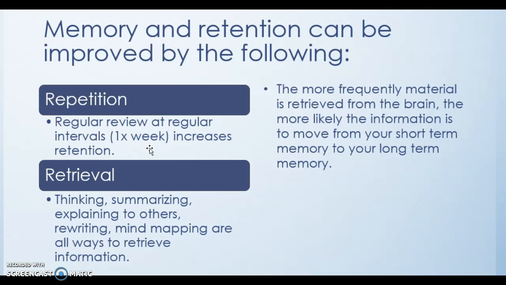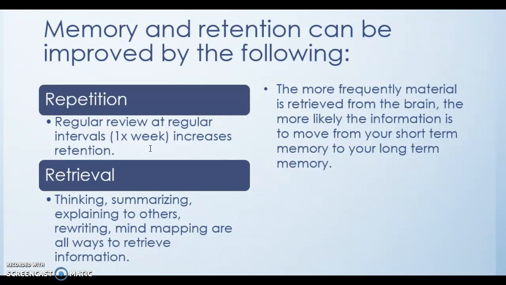When you review, you retrieve material. And so thinking, summarizing, explaining that information to others, rewriting it, doing mind maps, these are all ways to retrieve information. And the more frequently material is retrieved from the brain, the more likely that information is to move from your short-term memory to your long-term memory.